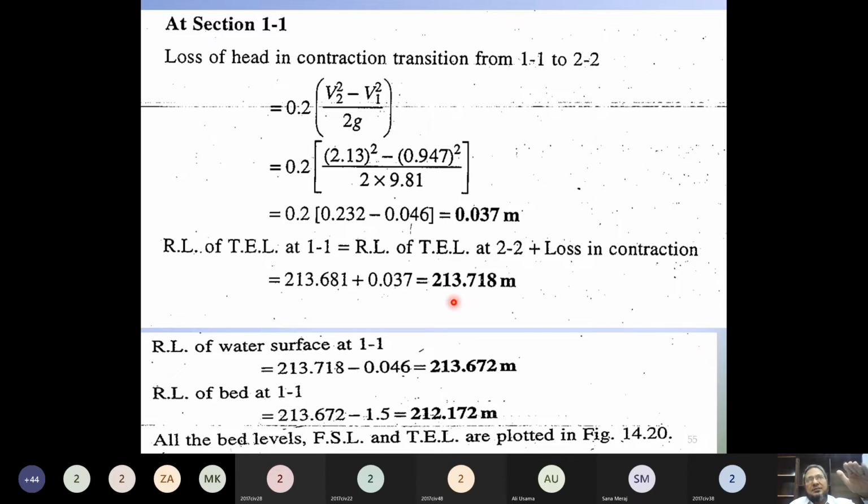So as I know the total energy here, how can I know the water surface elevation? Simply by subtracting the velocity head. And then this is the water surface level at section 1-1. And how can I compute the river bed level at section 1-1? So this minus 1.5, which is the depth of flow. So this is the canal bed level at section 1-1.